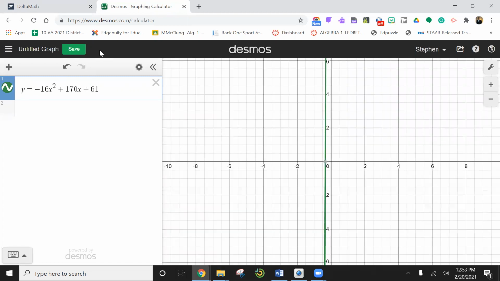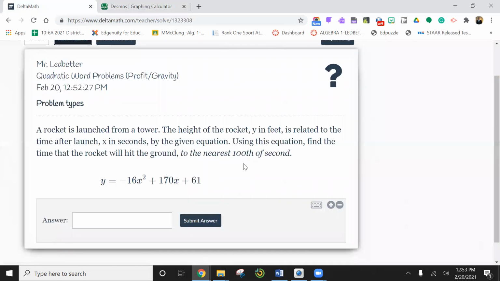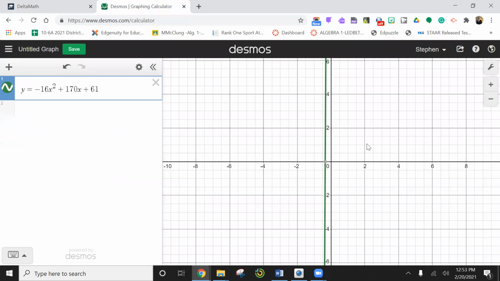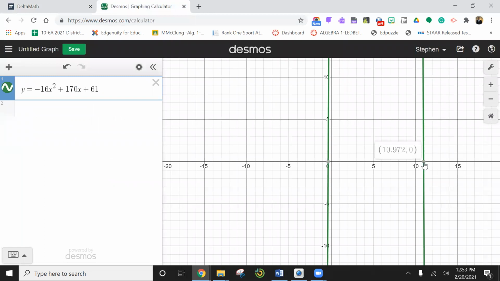All right, here is my graph. We want to read the question. Use the equation to find the time the rocket will hit the ground to the nearest 1/100th of a second. That means two decimal places. That's where we messed up last time. So we want to know when it hits the ground. Here it is already. It looks like it hits the ground in 10.97. Zero represents the number of feet, so if it's on the ground, that's 0 feet in the air. And it took 10.97 seconds.